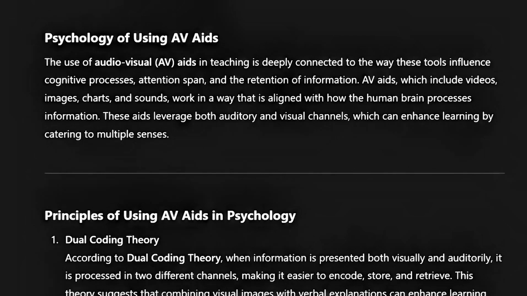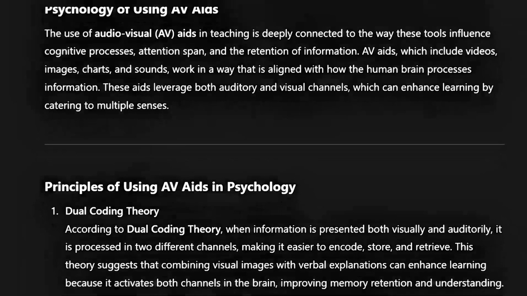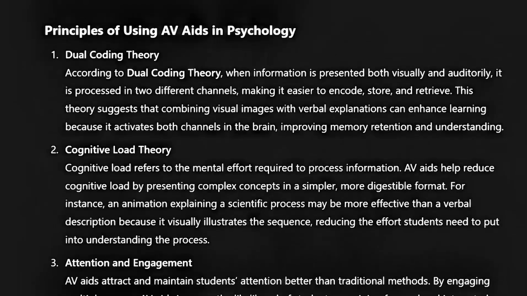Principles of using AV aids in psychology. 1. Dual coding theory. According to dual coding theory, when information is presented both visually and auditorily, it is processed in two different channels, making it easier to encode, store, and retrieve. This theory suggests that combining visual images with verbal explanations can enhance learning because it activates both channels in the brain, improving memory retention and understanding.